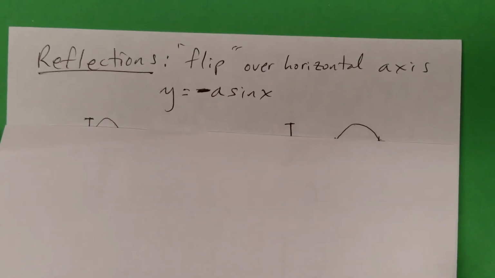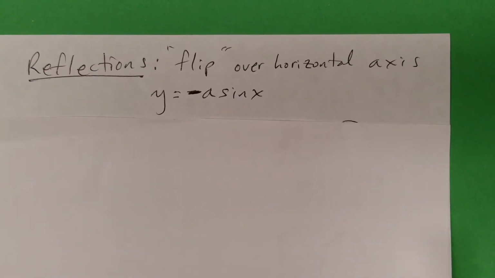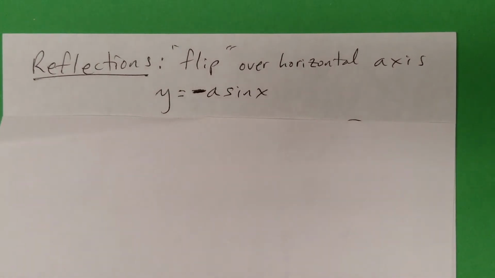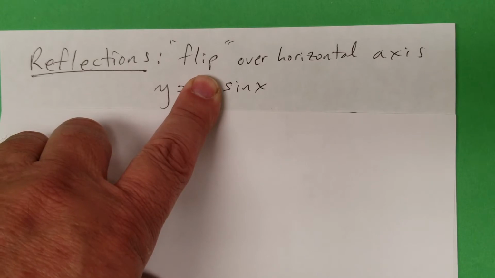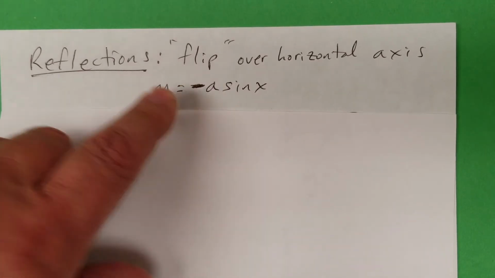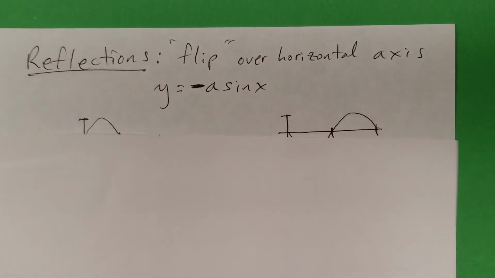Now, reflections. Now we know this from other functions, like the quadratic function. Remember if you had negative x squared, it'll flip over, it'll go down. Remember that? Same thing here. So you know what sine x looks like. If you have a negative in front, it'll just flip it over. Look.